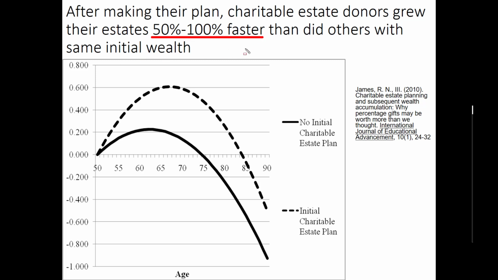Maybe part of that is just the kind of people who make these gifts. Maybe it is also that they're motivated to grow their estate to have a charitable impact. But this suggests that if we just use the normal kind of growth pattern for estate size for wealth, we're actually going to be underestimating what the value of a percentage gift to charity is, because people with charity grow their estates faster. So that's some encouraging news.